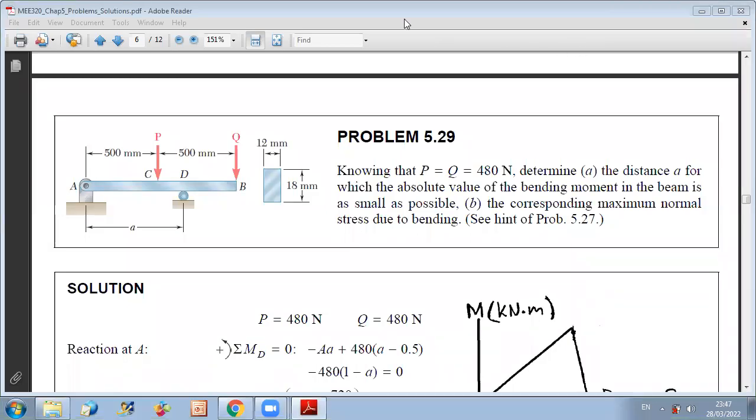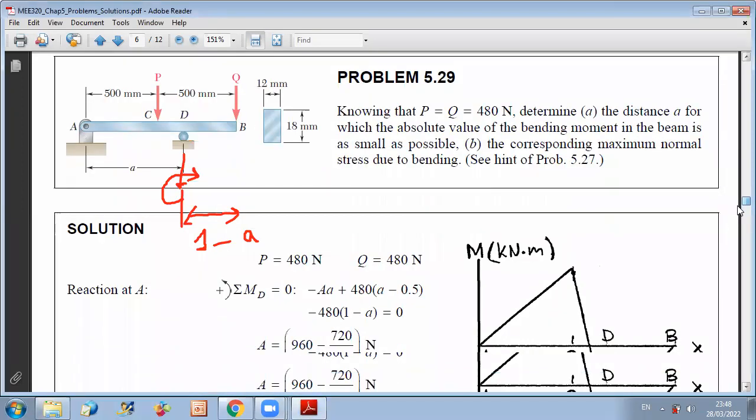Now, to get the bending moment at D, as we discussed, we should do a section at this level, and then we'll keep the right part. The distance from D to B is equal to the total length of the beam, which is 1 meter, minus A. And now we can do a sum of moments about D to get the expression of the bending moment at D.